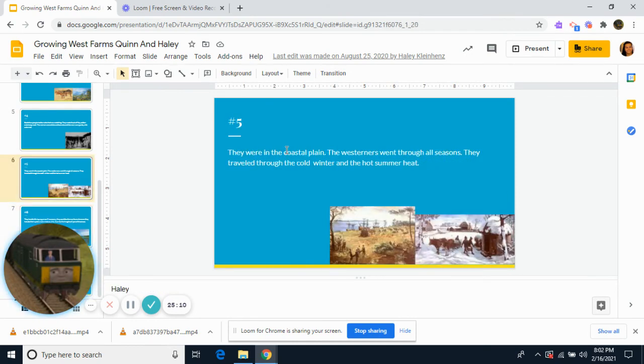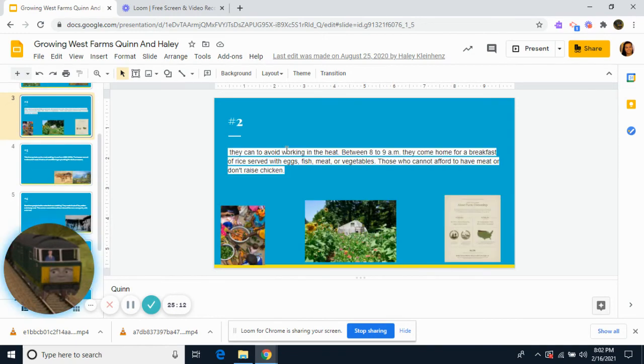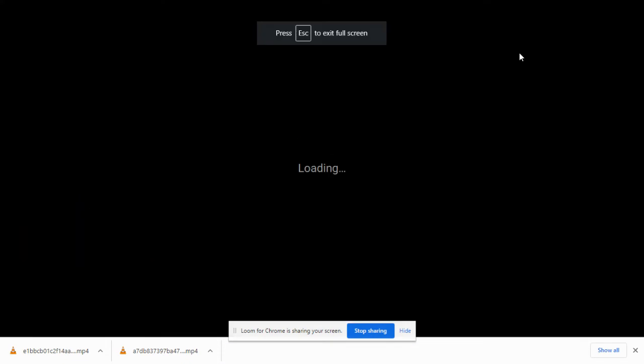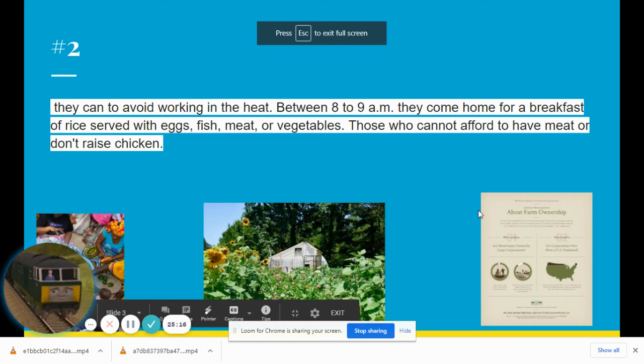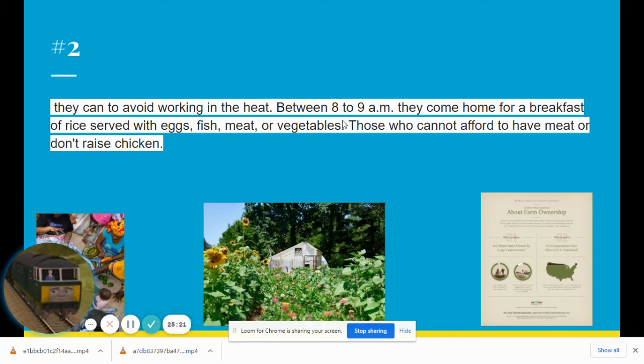All right, let me go back to the hashtag 2. All right, so about farm ownership. Are most farms owned by large corporations? Do corporations own most of the U.S. farmland? This is what they use for farmland, for example.